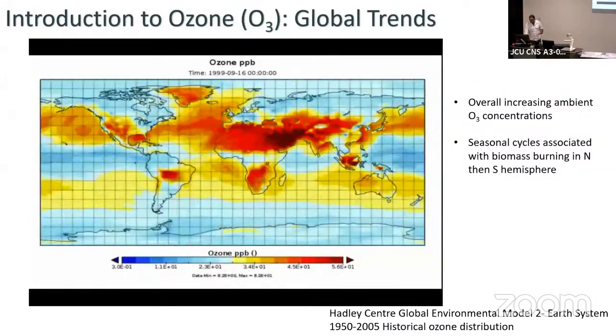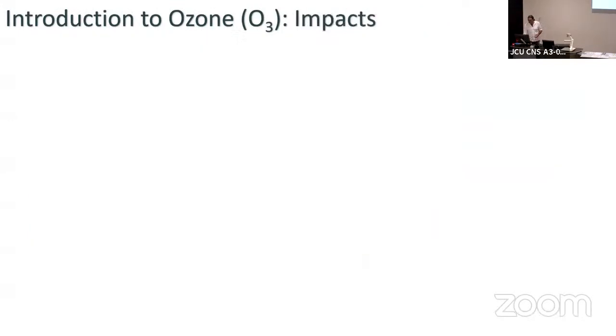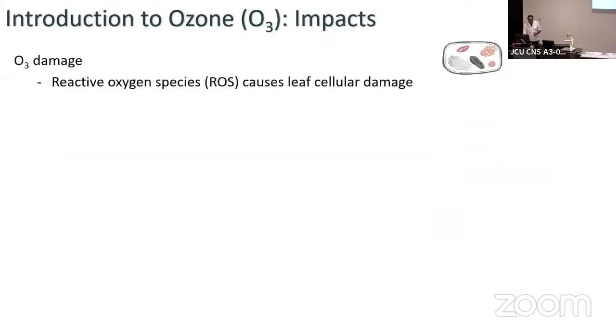So what are the impacts of this ozone? We know ozone's increasing around the world. What are the impacts? Well, I mentioned that the ozone is highly reactive, and what happens is it actually enters into the plant and leads to the formation of so-called reactive oxygen species. Basically, it reacts with everything and anything and destroys it. Membranes, lipids, proteins. It causes fundamental damage to the interior of the cells.